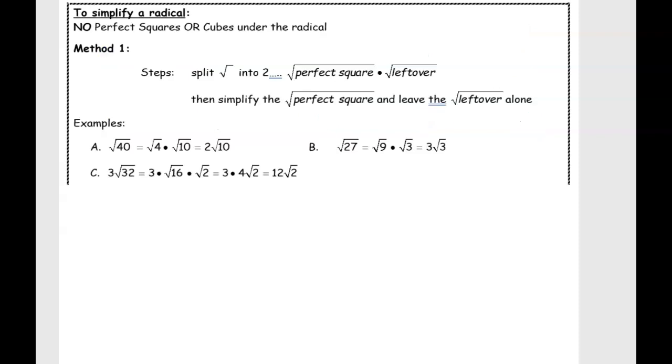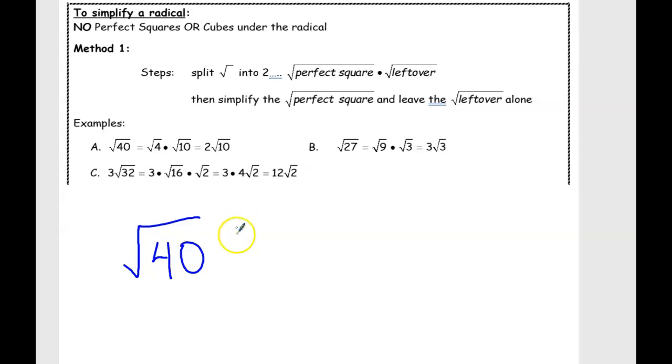Now to simplify the radical, our whole goal, we're going to show you a couple of different methods. The whole goal is to have no perfect square or cubes under the radical. So we want to take what's in the radicand, and in example A, I'm going to start with radical 40. In this case, 40 is known as the radicand.